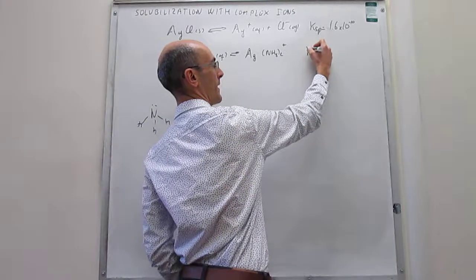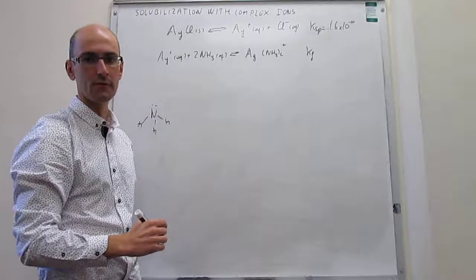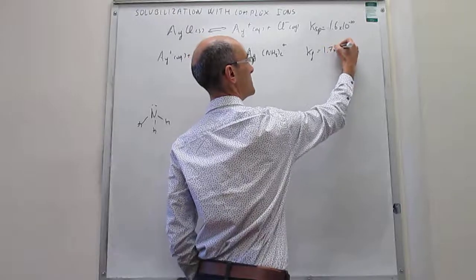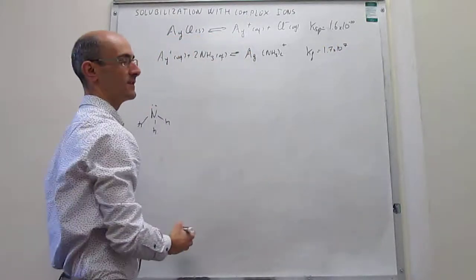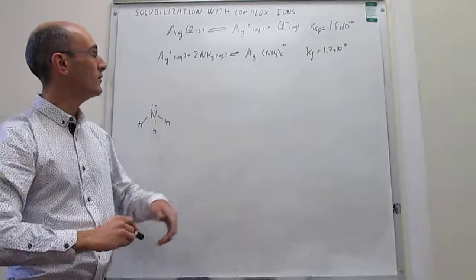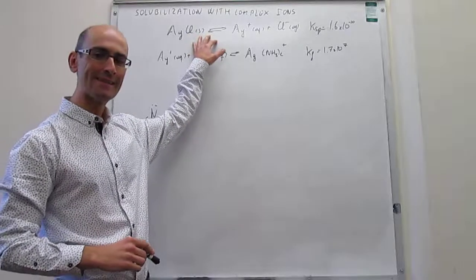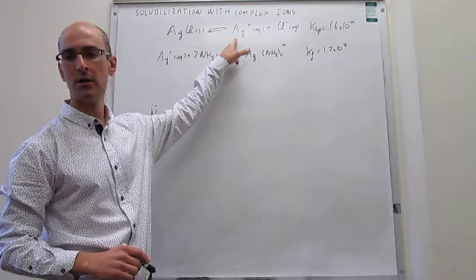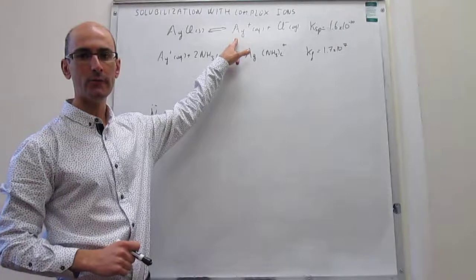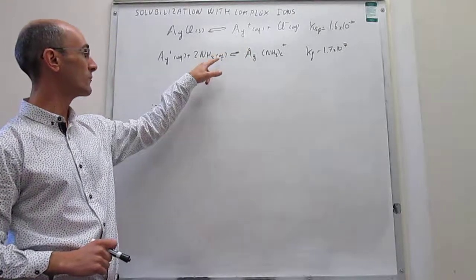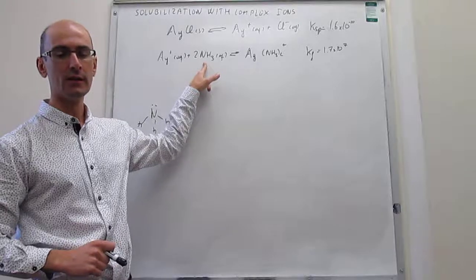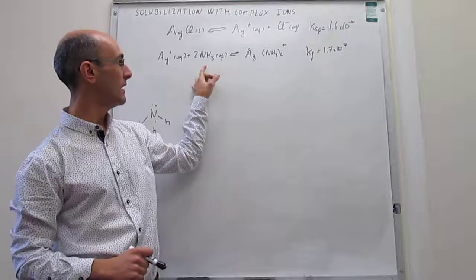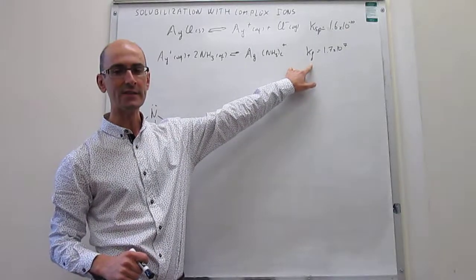The formation constant for this complex ion is very, very large. We're going to call this Kf, for formation constant of the complex ion. This number is 1.7 × 10^7. Notice that silver chloride by itself is very insoluble. The amount of silver ions that you get in solution is very, very small. However, these ions can react very quickly and very strongly with those ammonia molecules to generate this complex ion, and that is very favorable. That is very displaced to the right.